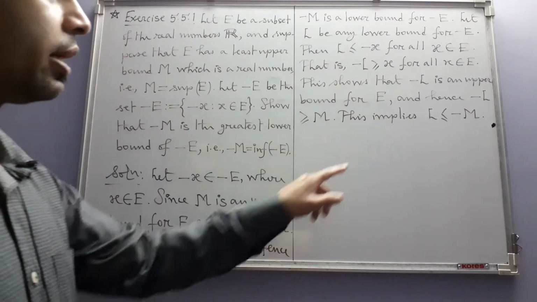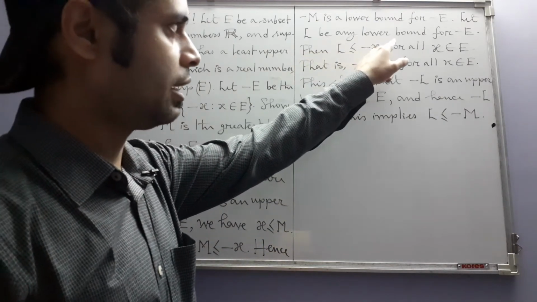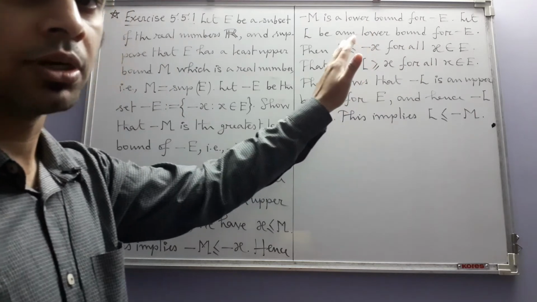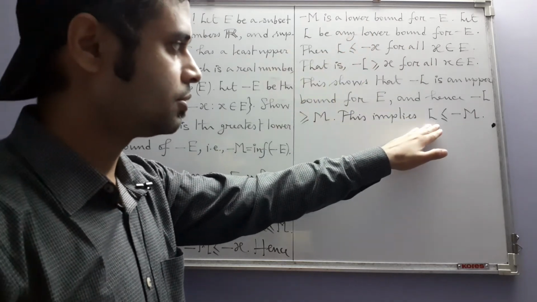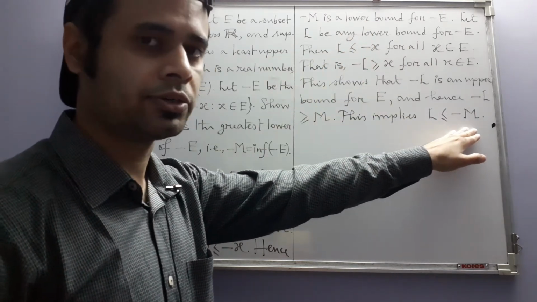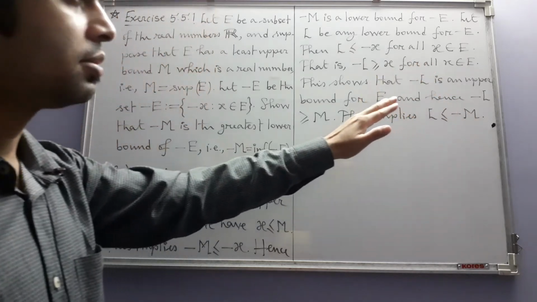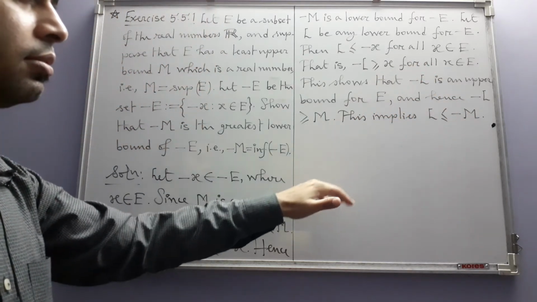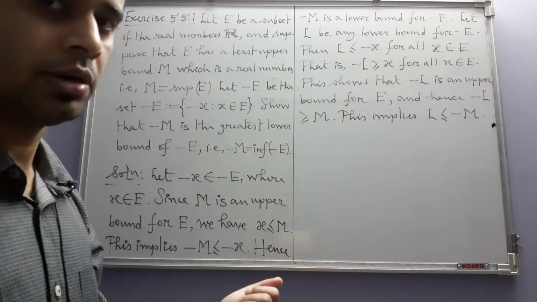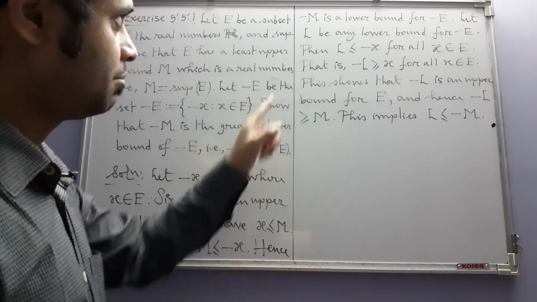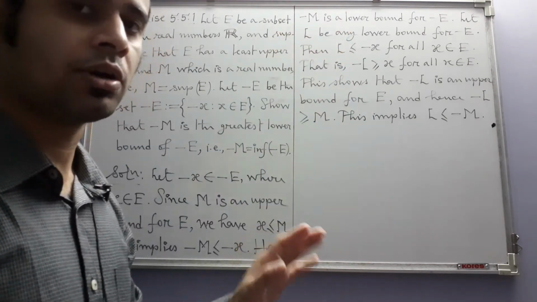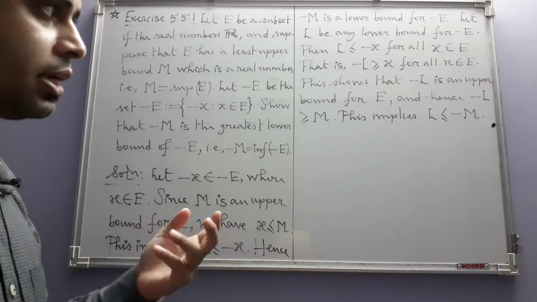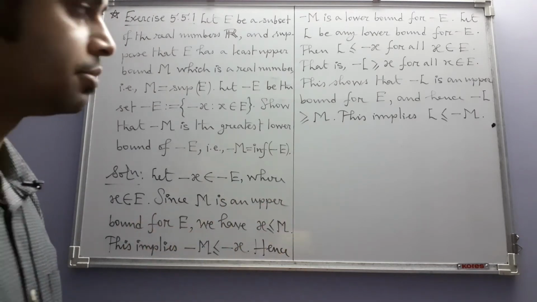So now note that L was chosen to be any lower bound for minus E. We have proved that L is less than or equal to minus m. So that means minus m is greater than or equal to every lower bound. But at the same time minus m itself is a lower bound for minus E. So that means it's the greatest lower bound.